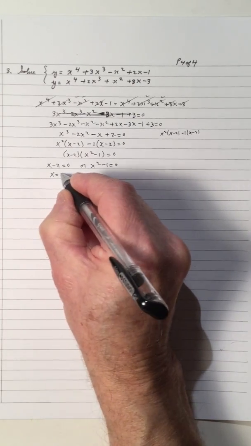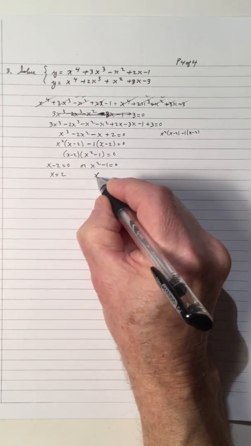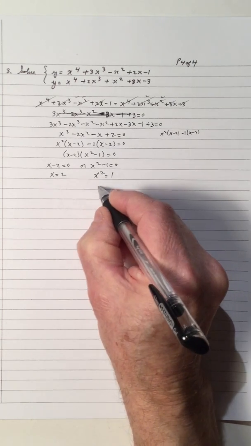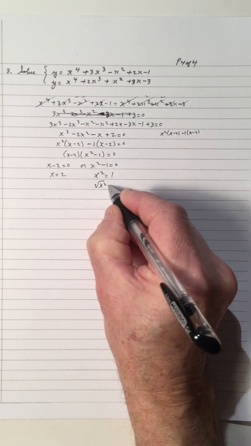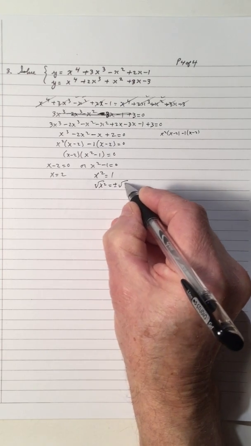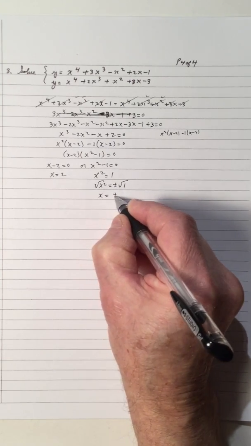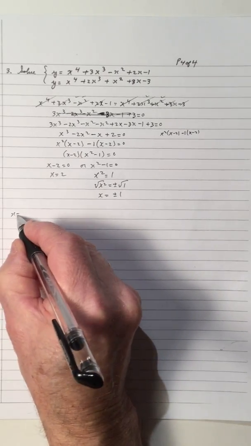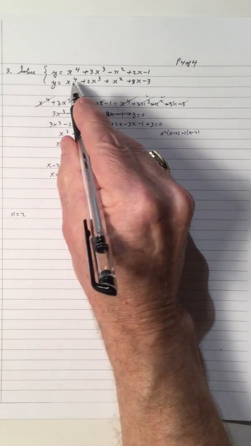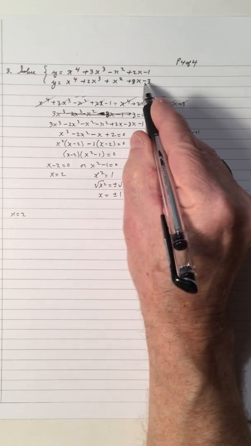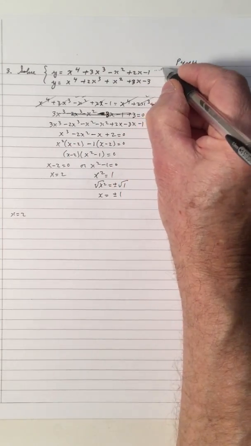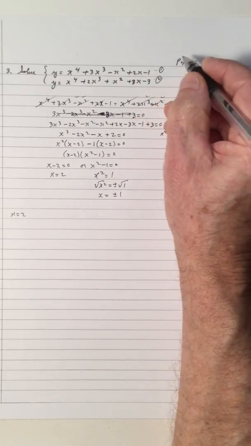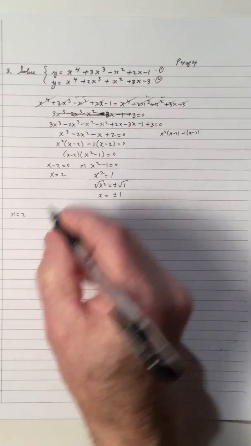And this one, x equals 2, move it over. X squared equals 1. The square root of x squared equals plus minus the square root of 1. X equals plus minus 1. So we have x is equal to 2. So we have to sub it into one of these. And it makes no difference. This is equation 1. This is equation 2, and it makes no difference which one you go into.